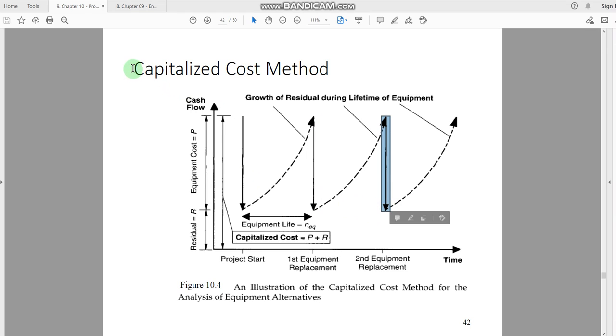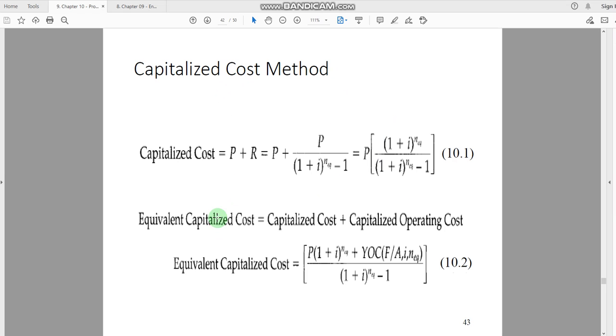Okay, so this one is the capitalized cost method, in which you spare some fund from the project and you invest it into the bank or some other project from where you can generate some interest, and from that interest you can keep on buying the equipment and keep on replacing the equipment over the lifetime of the project. Okay, so this is called the capitalized cost method. Now for this method, you would see two equations.